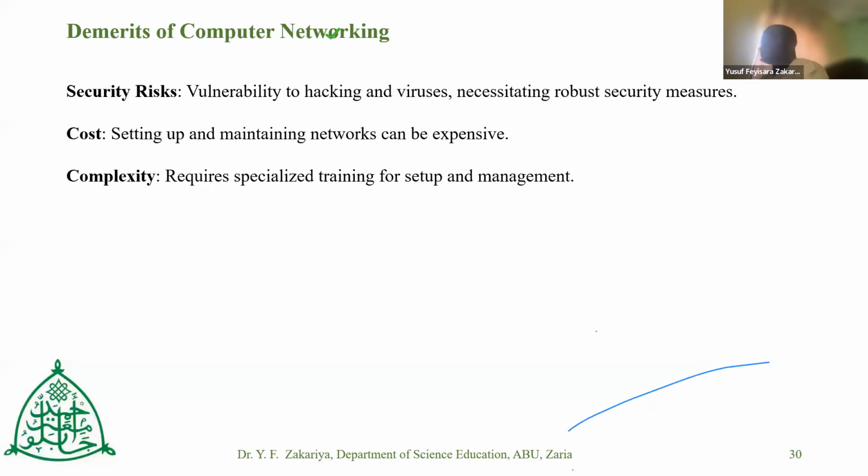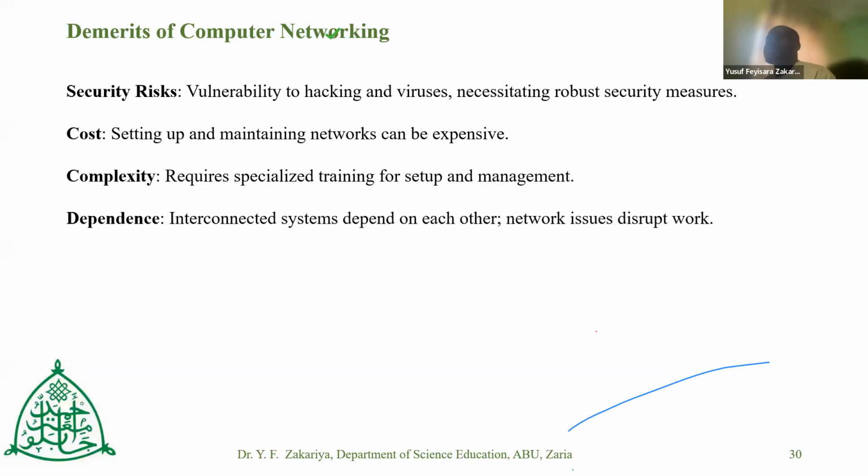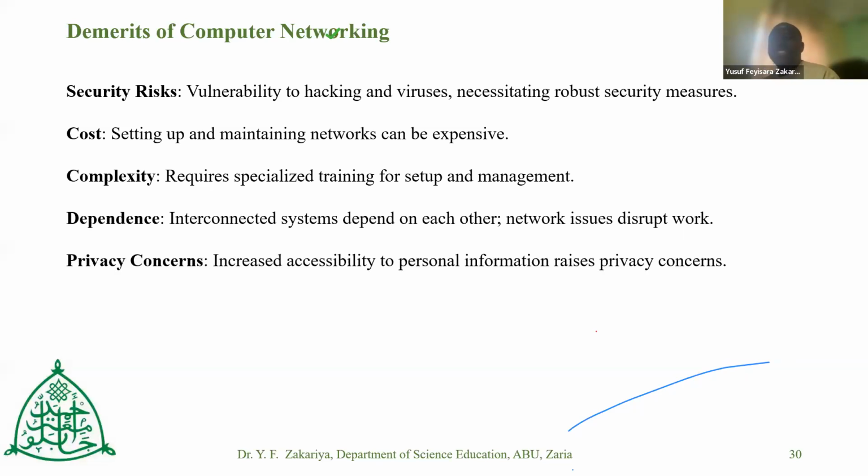But then also complexity. At times, it requires specialized training for setup and management. This is another aspect through which one needs to be very careful when it comes to the use of computer networking. It could be complex. Then interconnected systems depend on one another. If there is a break in one segment, then it will affect the whole of the network. If the server is down or there is a broken cable somewhere, it will affect the whole network. Then there are also privacy concerns. Somebody can just steal your data. They can take data from you and use it for mischievous acts. This is another demerit of networking your computer.